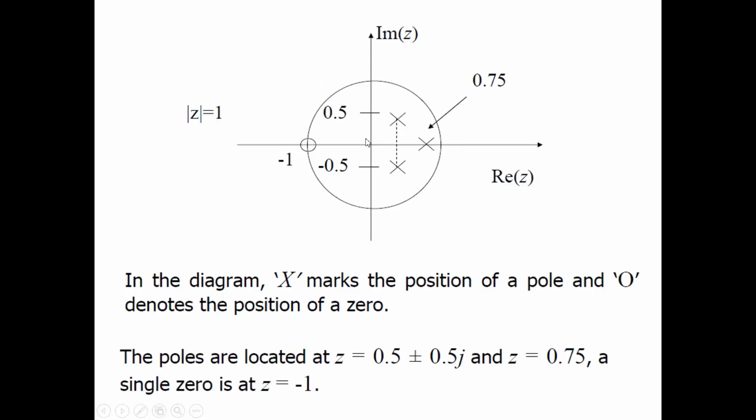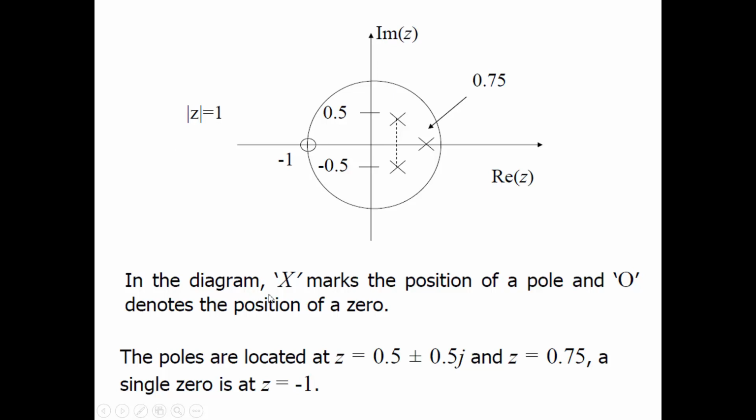In this figure, if you look carefully, there are three poles. One pole is here, the other pole is here, and these two poles are a complex conjugate pair of poles, right? And this is a real pole which lies on the real axis. Now this is a z plane. The x-axis of the z plane is the real part of z, because z is a complex number. The y-axis is the imaginary part of z, and mod z is equal to 1. So this is the circle. And here is a zero also, which lies at z equal to -1.